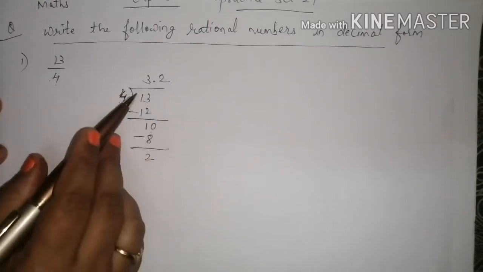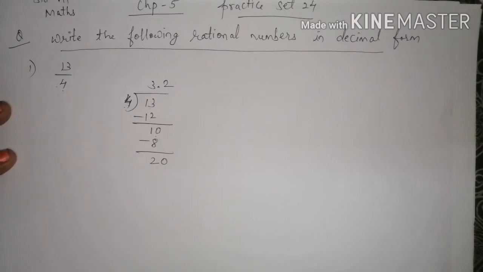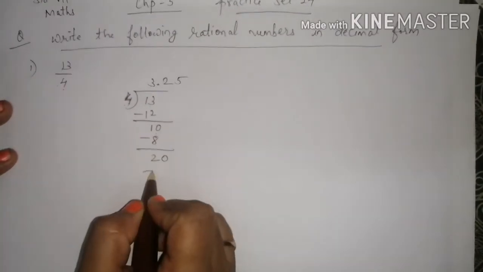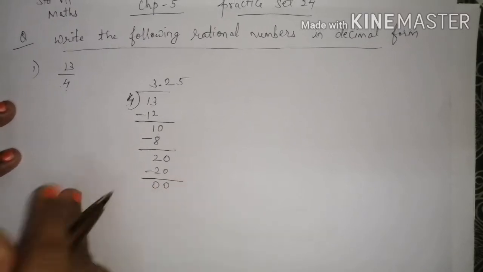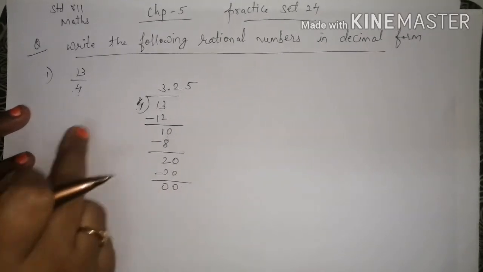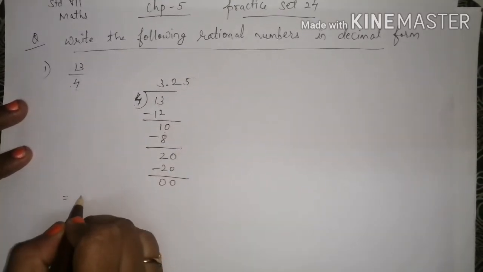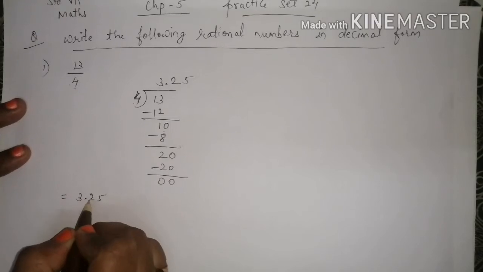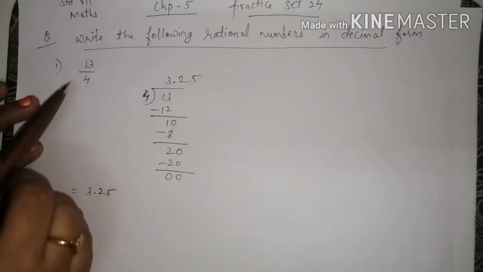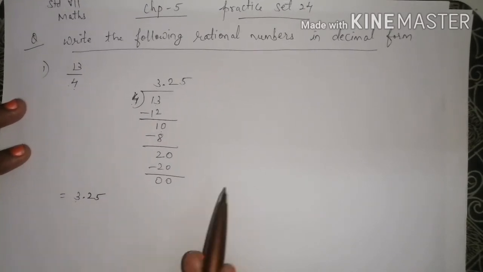Now there is no need to take the point again. Already one point is taken, so you can borrow another 0. So the number has become 20. In the 4 table, 20 comes: 4 5s are 20. So 20 minus 20 is 0. We got the remainder as 0. Our answer has ended now. We got the answer 3.25. The point here in between is the decimal. So 13 upon 4, if we divide, we get the answer in decimal form as 3.25.